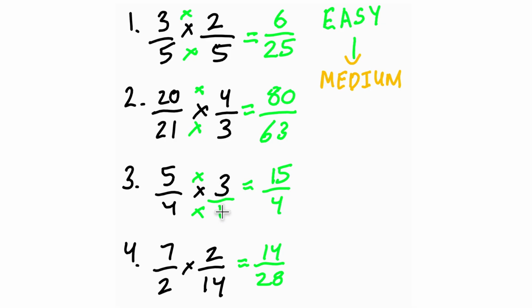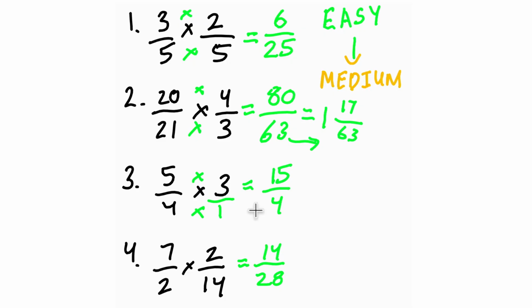Well, that's not exactly true, because a lot of these we haven't simplified yet. For example, this second one needs to be made into a mixed number because it's an improper fraction. So 80 over 63. How many times does 63 go into 80? Well, only once. Then how much is left after that? Well, 80 minus 63 is 17. So that's our top number, and then keep the bottom the same. So the answer to 20 over 21 times 4 over 3 is 1 and 17 over 63.